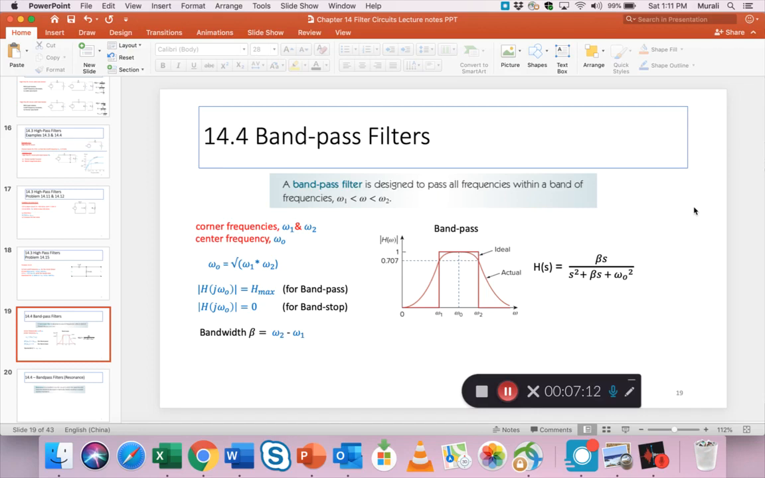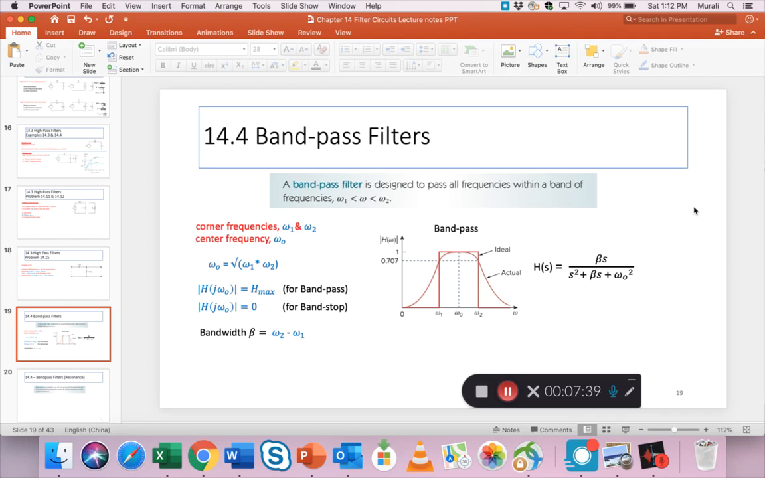Also, what else do we have on the left side? At the center frequency, the magnitude of the transfer function will be the highest. The magnitude of the output will be the highest. And I also show you the band stop, that's in the next section. But with the band stop, it will be the opposite, it's 0.